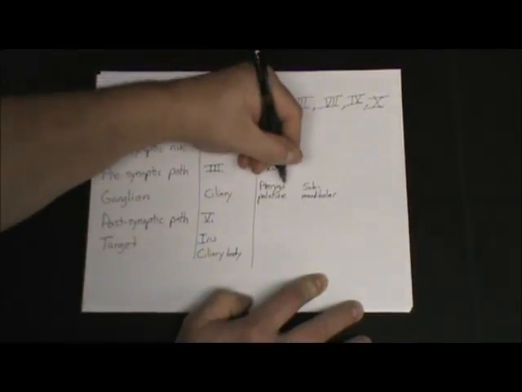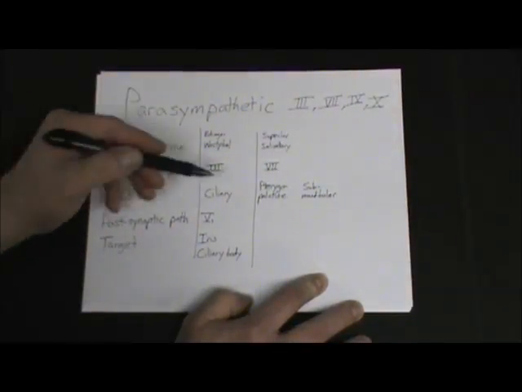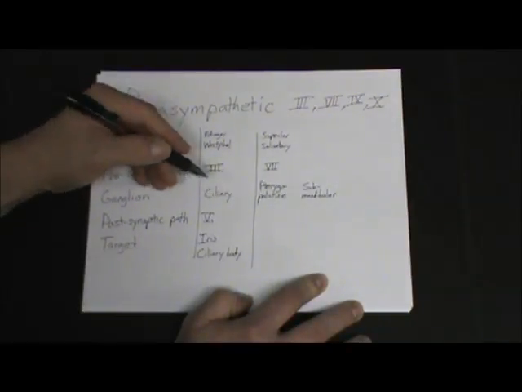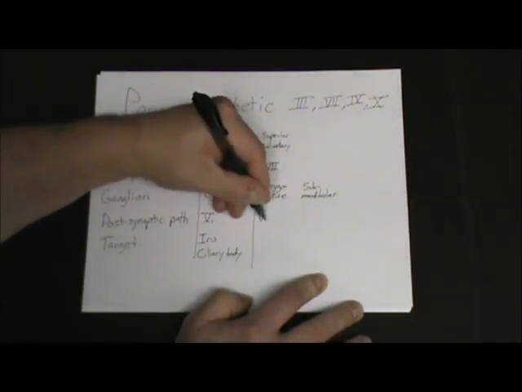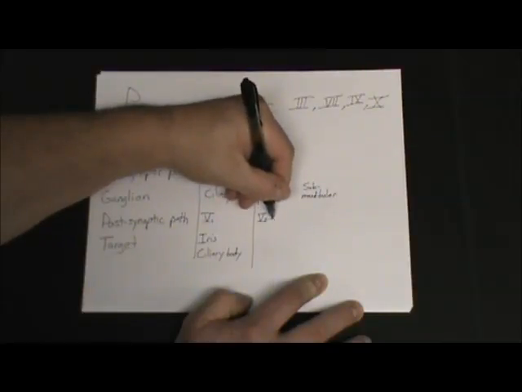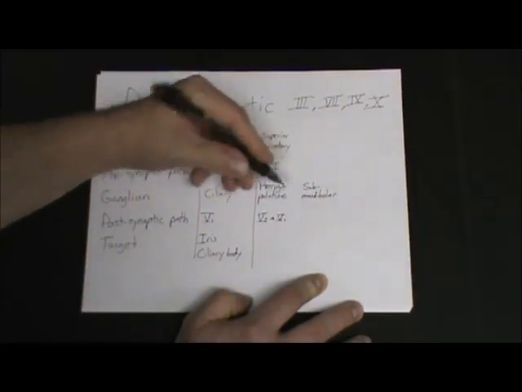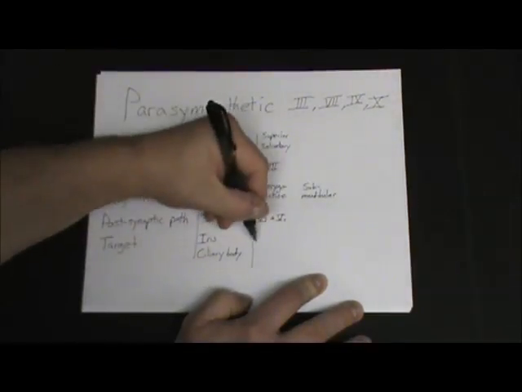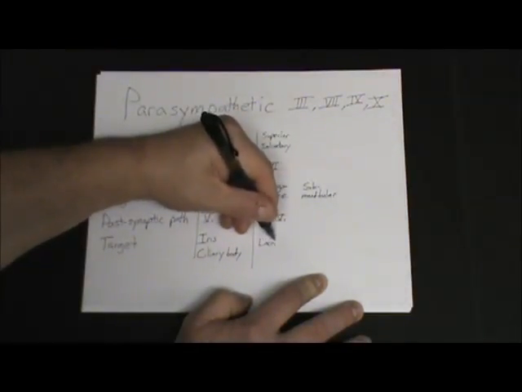Now from the pterygopalatine ganglia, postsynaptic axons extend to get to the lacrimal gland, and they do that by following branches of V2 and then V1, so the maxillary and ophthalmic branch of the trigeminal nerve, and its target is the lacrimal gland.